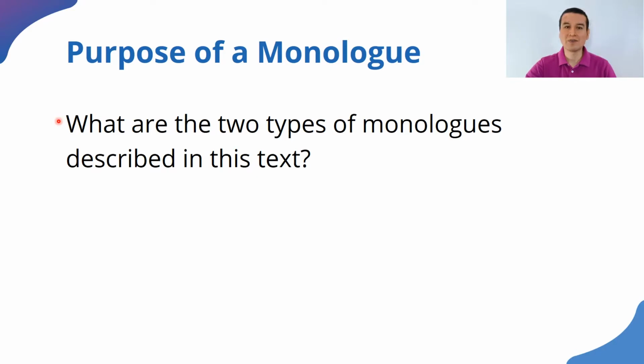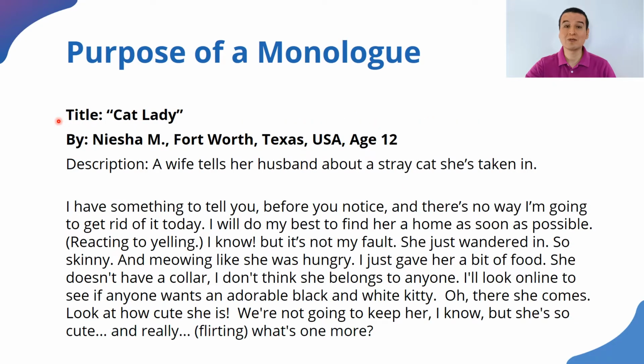So now, with that in mind, let's read the following script of a monologue. It is titled Cat Lady by Nisha M., Fort Worth, Texas. So the person lives in Fort Worth, Texas, USA, age 12. All right. Description: a wife tells her husband about a stray cat she's taken in. So a girl wrote this as if a wife were speaking. All right. This is interesting.